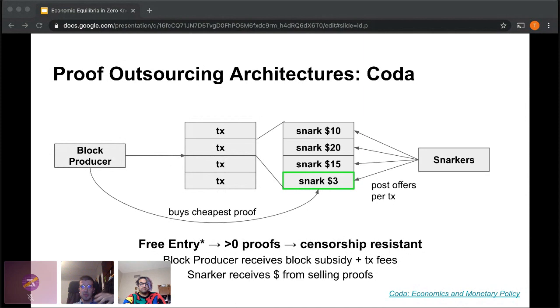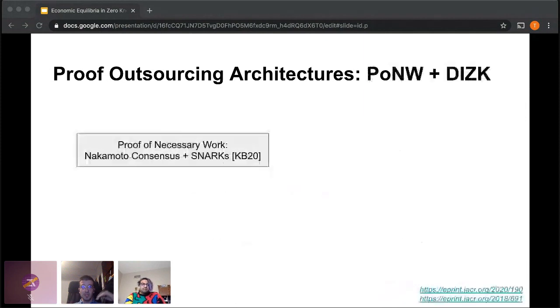So this kind of gets us to the next architecture which we have seen, which is leveraging a paper called Proof of Necessary Work by Katis and Bono, which was released earlier this year, which basically intertwines Nakamoto consensus with snarks. So in Nakamoto consensus, you have a header and you grind the nonce over it. So what happens here is that instead of grinding a nonce over a block header, you use the nonce as an input to the snark, and then you generate the snark proof, and you check that the snark proof's hash is less than some difficulty. But this snark proof can be huge.